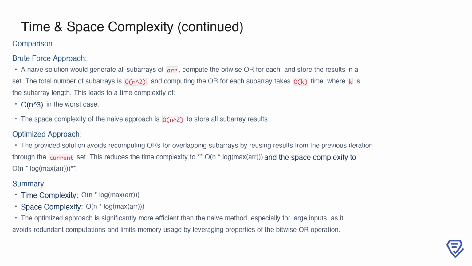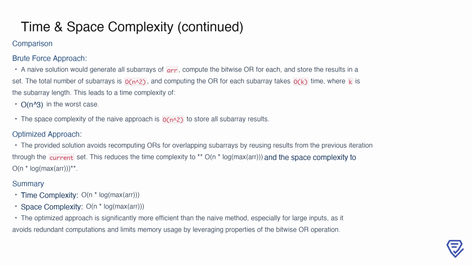Since there are O(n²) subarrays and computing the OR for each subarray takes up to O(k) time, where k is the subarray length, this approach results in a worst-case time complexity of O(n³). Additionally, the space complexity of the brute force method is O(n²), due to storing all subarray results.